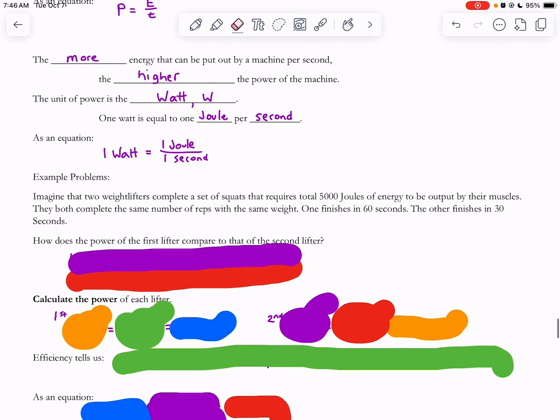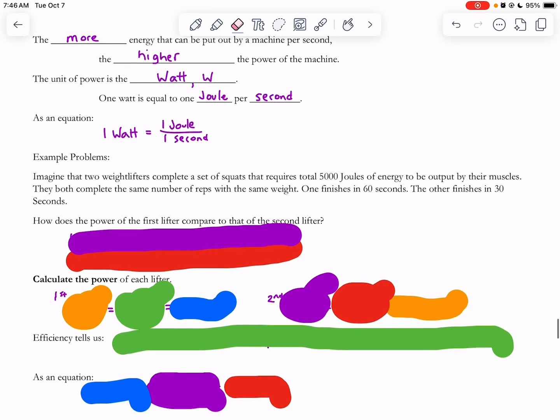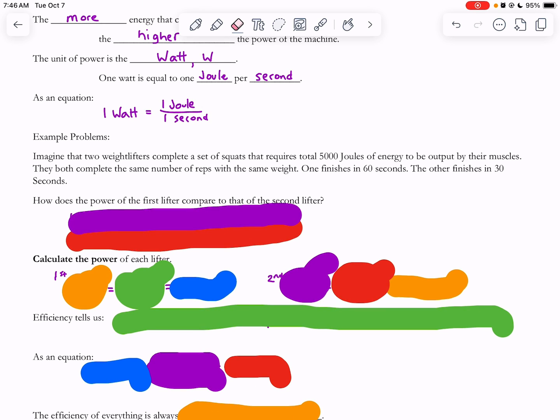So let's look at an example problem where we actually do some math here, okay? It says we have two weightlifters and they're completing a set of squats that require a total of 5,000 joules of energy to be output by their muscles. So their muscles have to use 5,000 joules of energy in order to do all of these squats, okay? They both complete the same number of reps with the same weight, but one finishes in 60 seconds and the other finishes in 30 seconds.